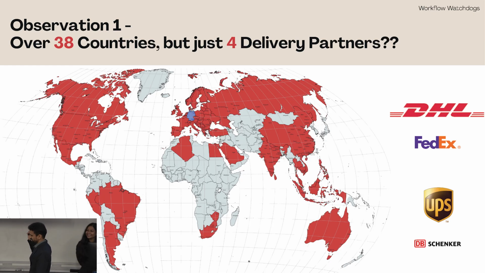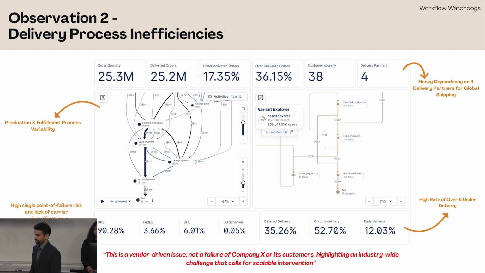But are these delivery partners enough to serve these 38 countries? So that's the question, right? So let's see the solution. So, observation: what we did. We were given the data set of the company, and we used the process mining provided by Salonis to find all those KPIs which you see over here. And what we found was that only 4 delivery partners were serving all 38 countries, and if you see the order quantity over there, it's 25.3 million.